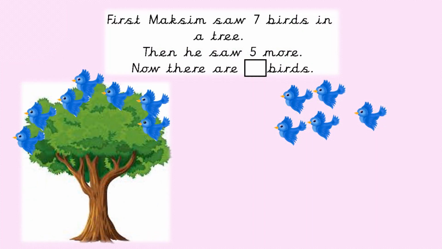Okay, now for a problem. First, Maxim saw 7 birds in a tree. Then he saw 5 more. Now there are how many birds altogether? Can you write the number sentence on a piece of paper and press play when you're ready and we'll go through it together.